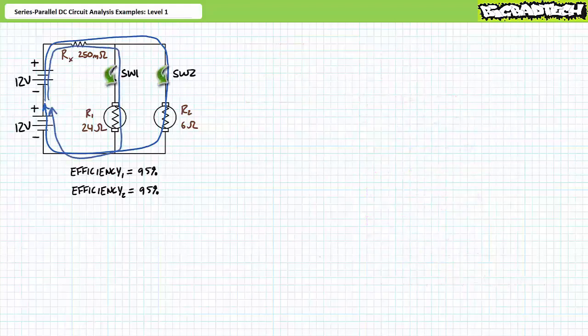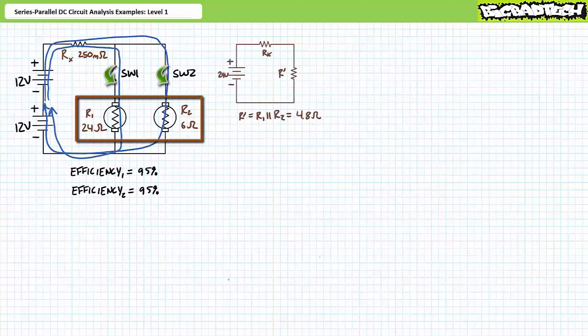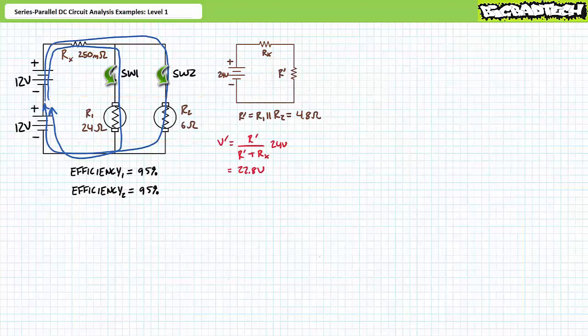Finally, switch 1 closed and switch 2 closed. The closure of both switches places motor 1 and motor 2 perfectly in parallel with one another, a simplification I'm calling R single prime with a value of 4.8 ohms. An application of the voltage divider rule to the pure series circuit simplification demonstrates that V single prime is 22.8 volts. An algebraic manipulation of the Kirchhoff's voltage law equation for the pure series circuit simplification demonstrates that Vx is the remaining 1.2 volts. R single prime is a parallel combination of R1 and R2.